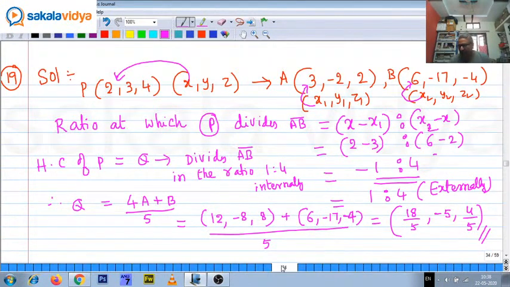See, first find out the ratio at which line segment AB is divided. That's minus 1 is to 4. That means P is dividing AB in the ratio 1 is to 4 externally. Now find, with the same ratio, divide AB internally. Internally means positive we need to take. That's all.